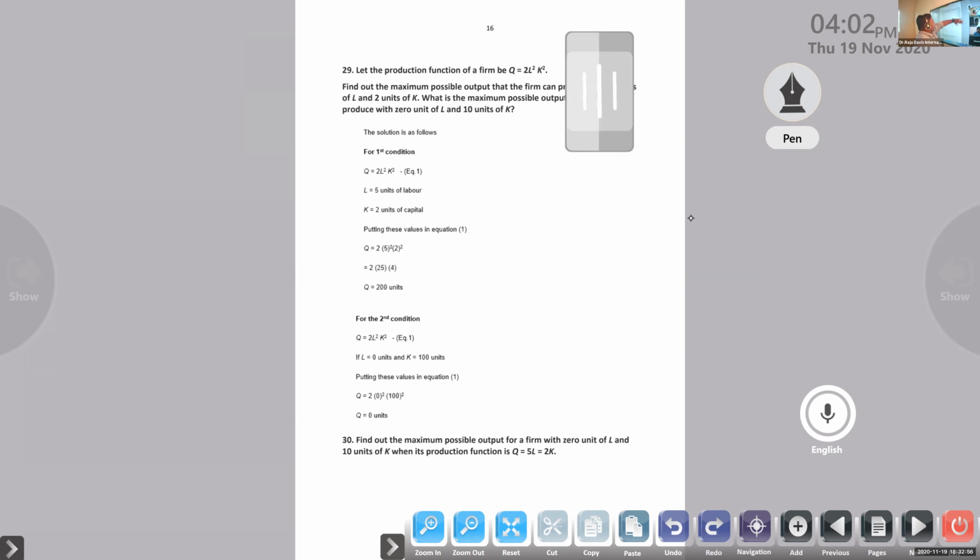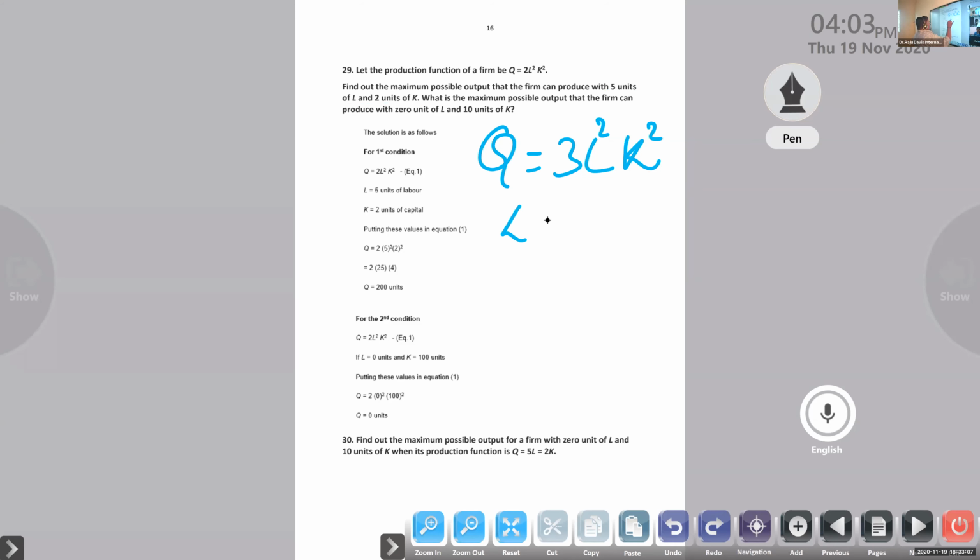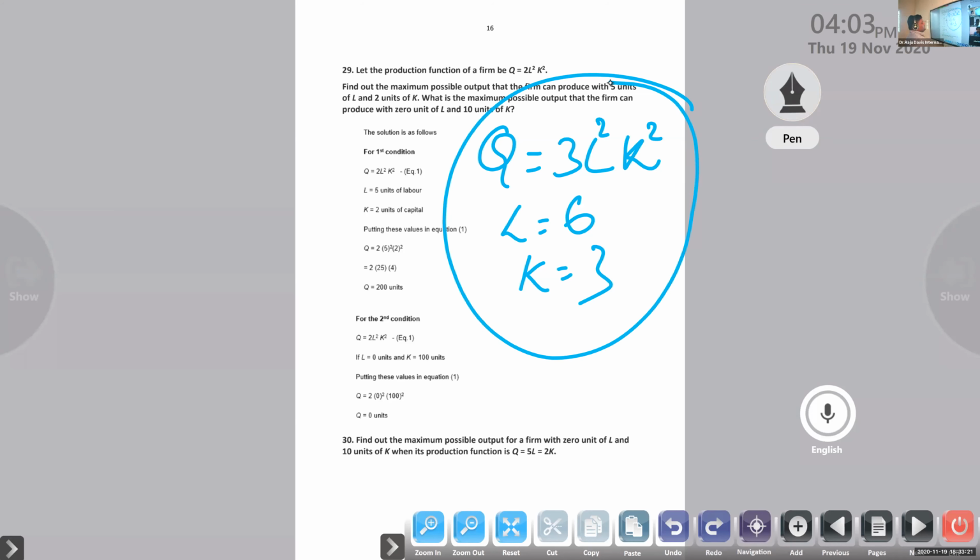Easy calculations, you can do all these things easily. No worries here. So I'm changing the equation here: Q = 3 L^2 K^2. The value of L is 6, K is 3. Make the change. This is the same question, only the values changed. Q = 3 L^2 K^2, L = 6, K = 3. Simple calculation, you can do that.